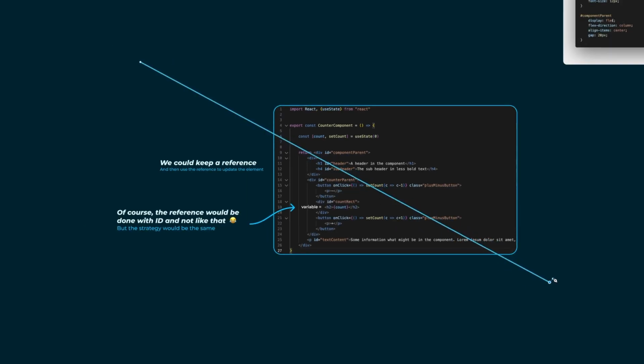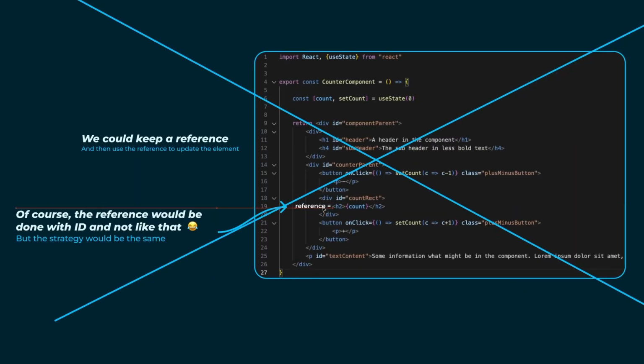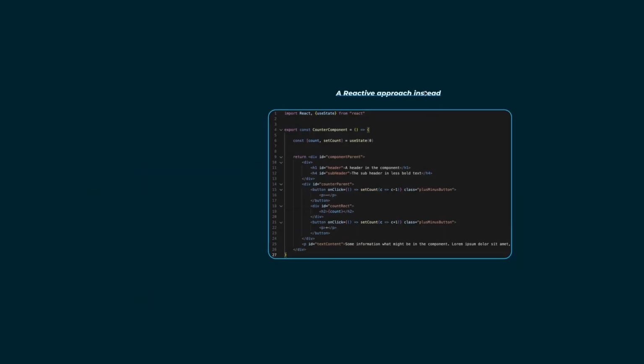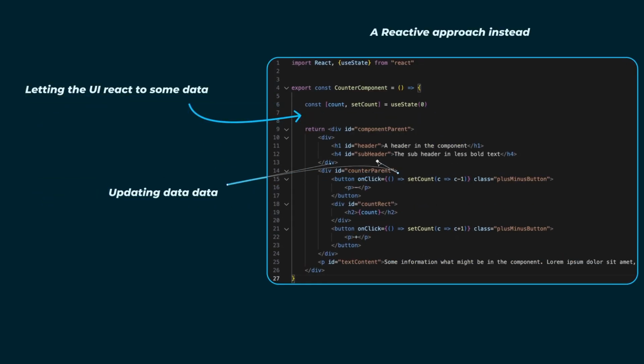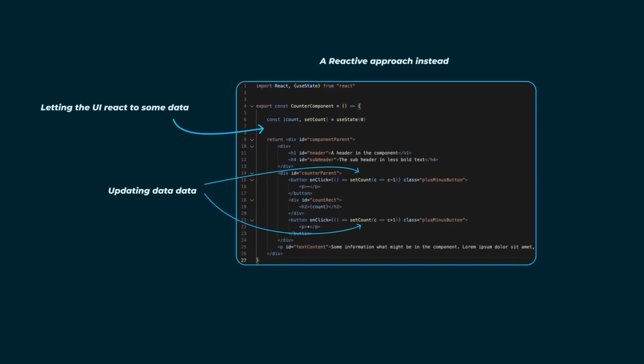However, this is not the solution web frameworks converged into. Instead, they chose to create a reactive approach. With this, elements are updated based on when data changes. This means that we don't need to keep a reference, we just specify what data should be used to lay out the component. And when that data changes, the framework is responsible to update the UI.